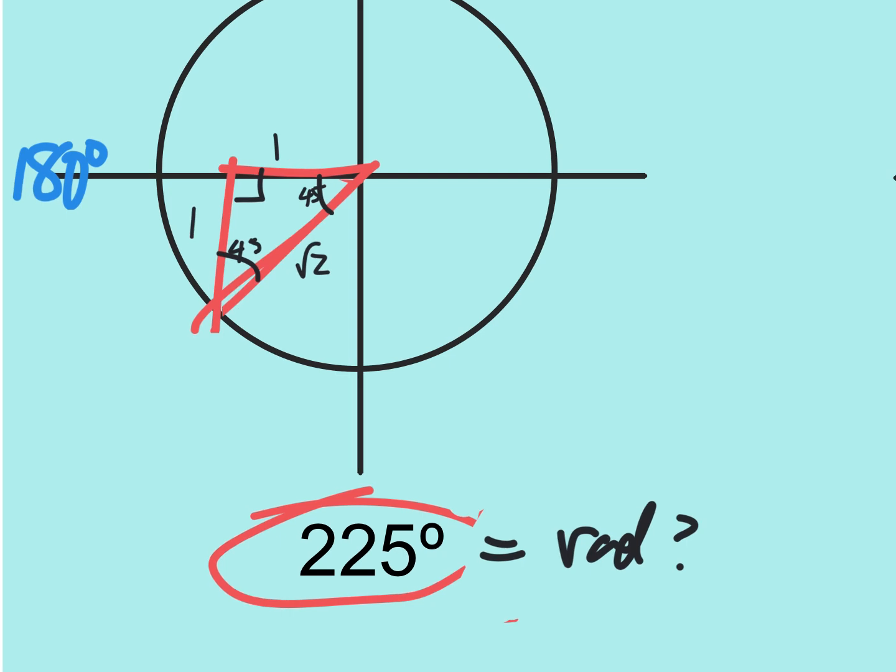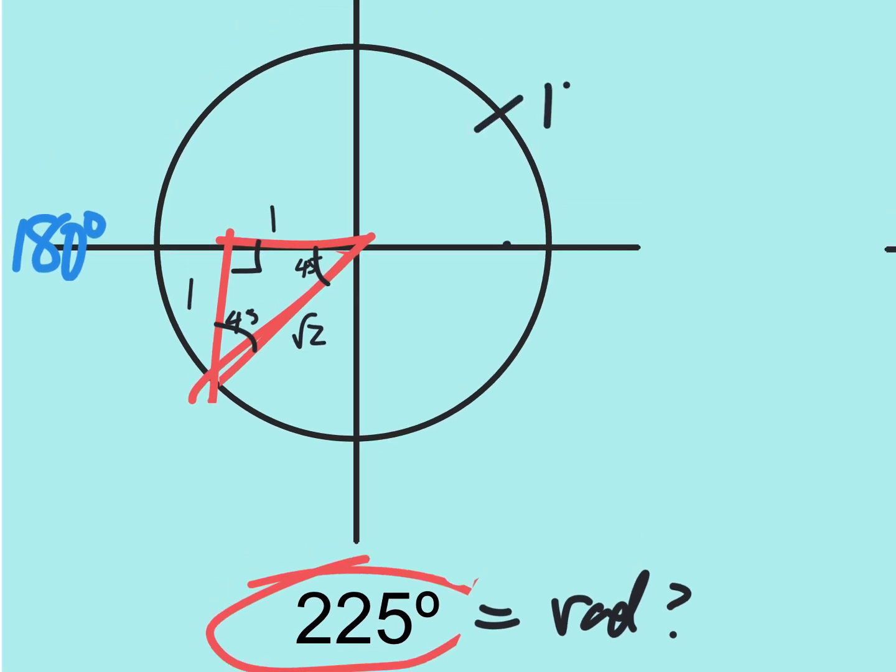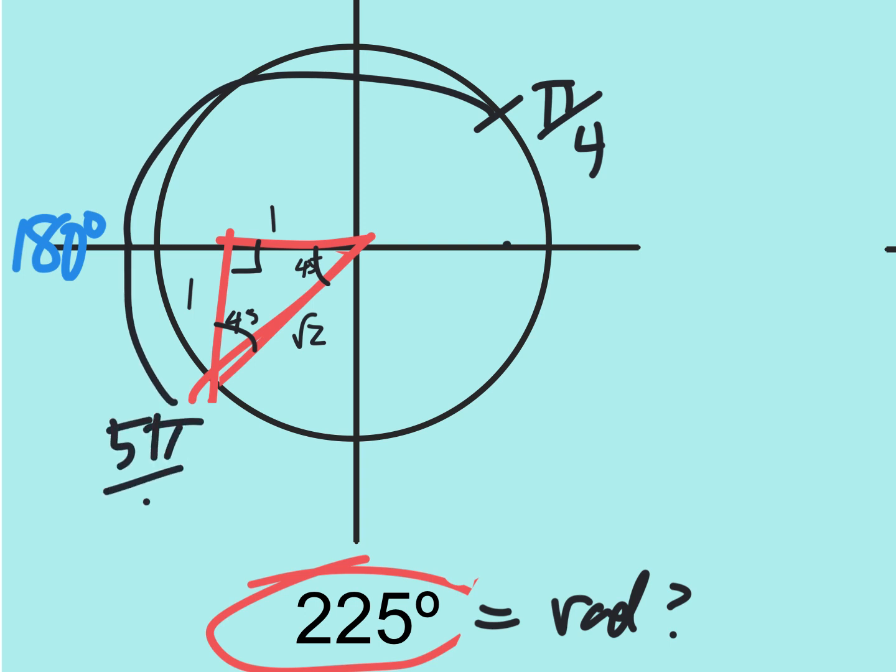All right, and then this is a bunch of 45s. So I like to think of those as pi over 4s, and if it starts there, 1 pi over 4, 2, 3, 4 pi over 4, so 5 pi over 4. Raise your hand if you had that one right. Okay, good. Now, what's the sine, cosine, and tangent?